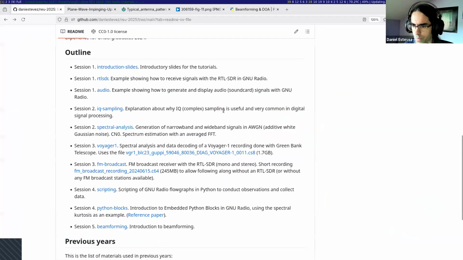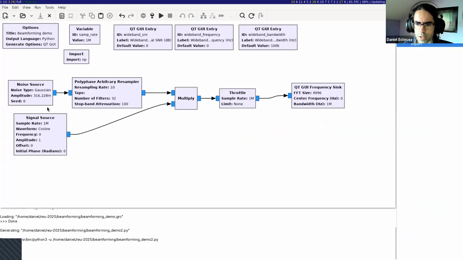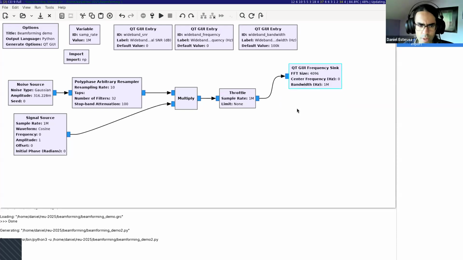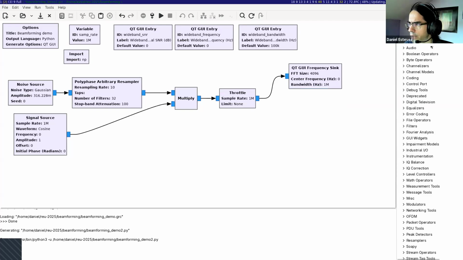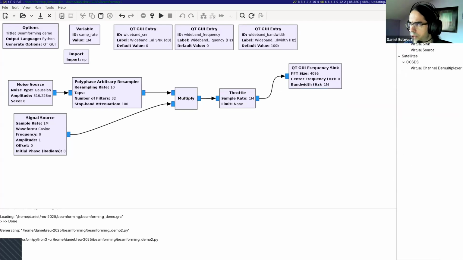Okay, sorry. Let me see. Yeah. The next thing is going to be more interesting because we are going to simulate two receivers receiving this signal, and then we will beamform them, which means we will combine the signals from the two antennas. So I'm going to use something which I think I have explained, but I haven't used frequently, which is a virtual sink.